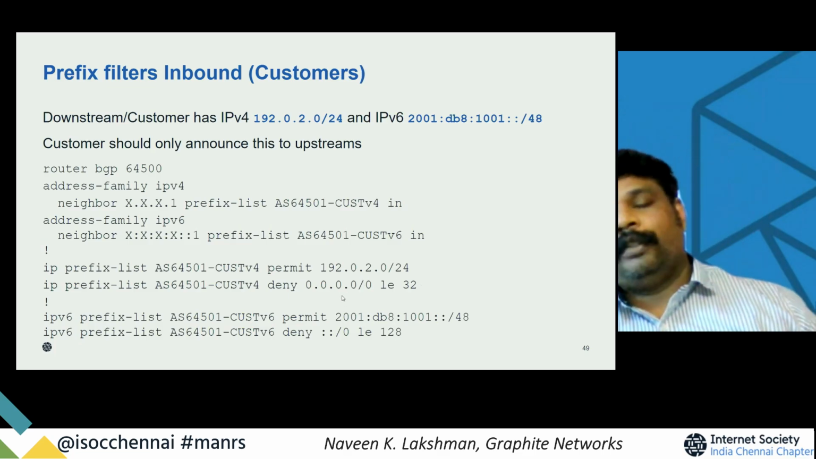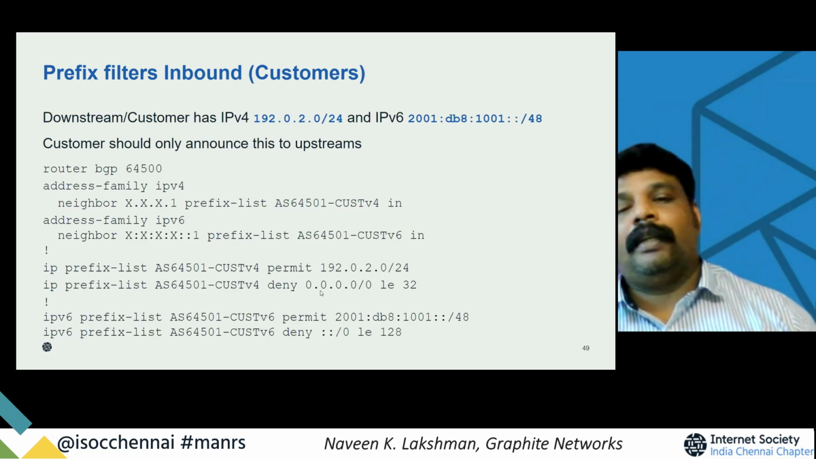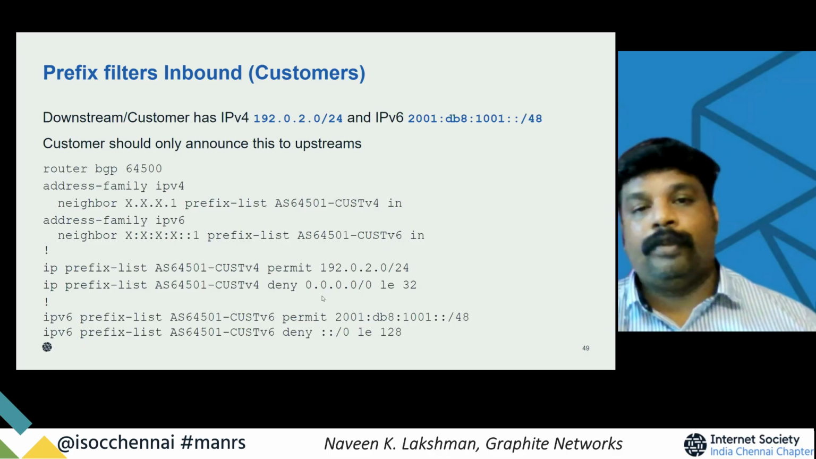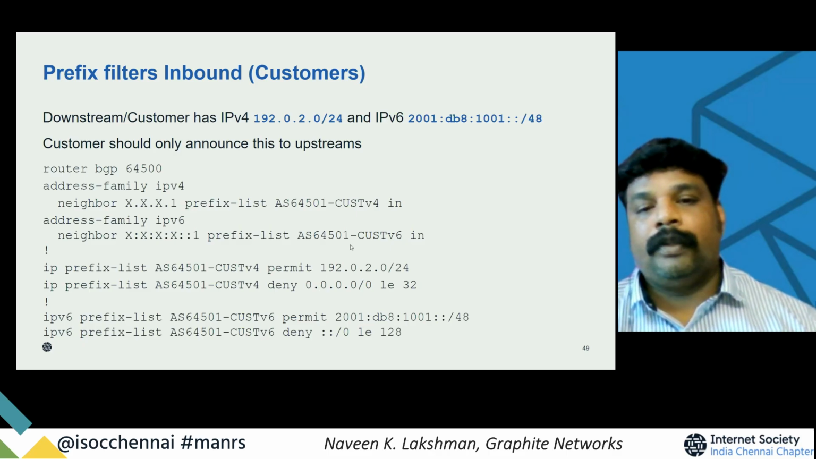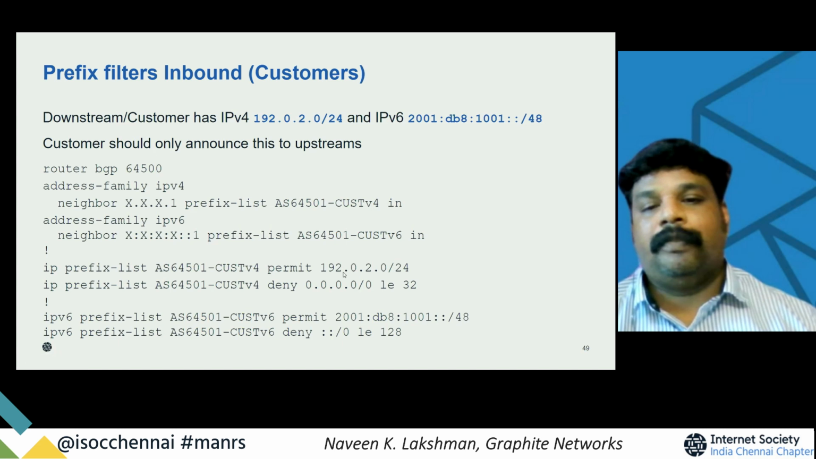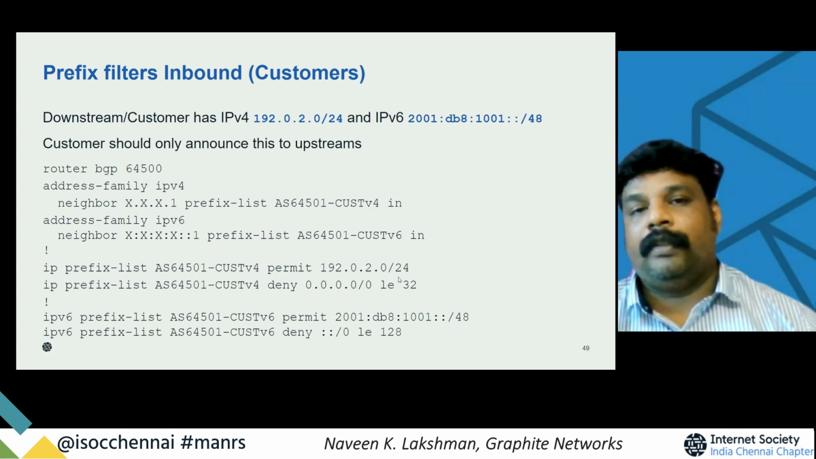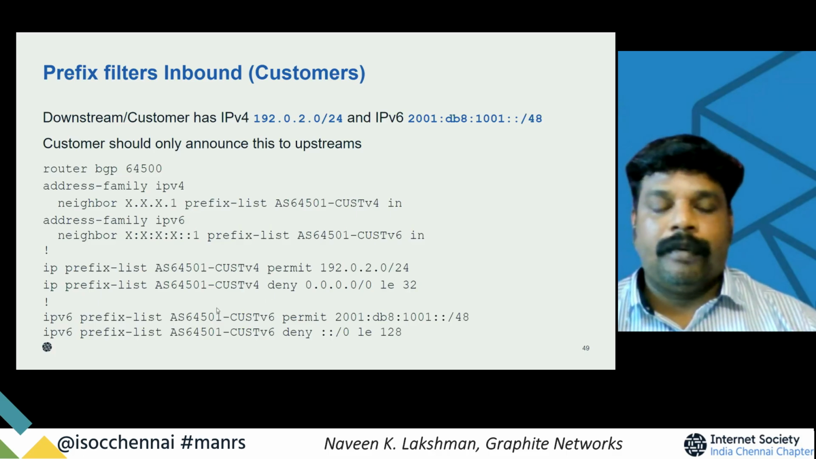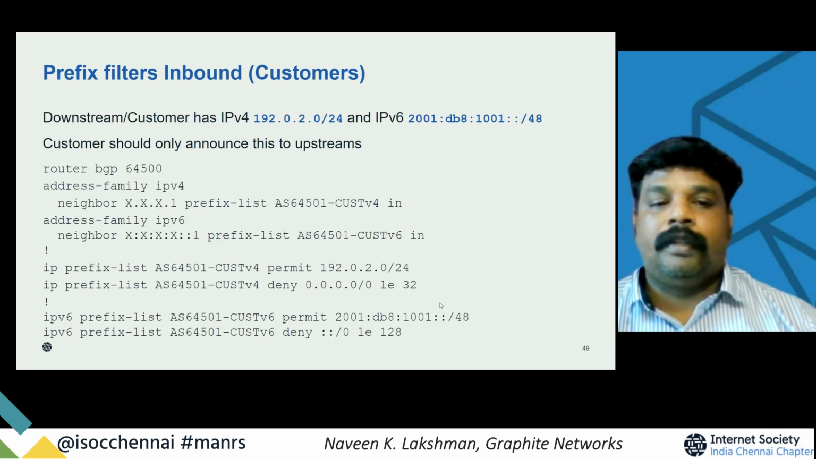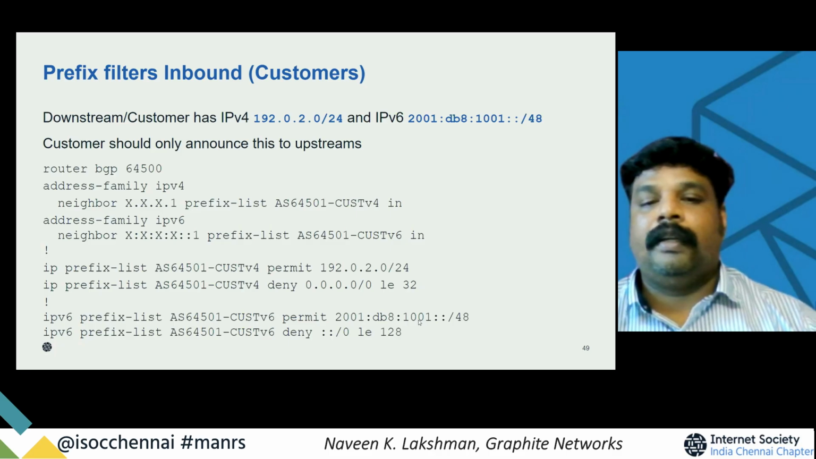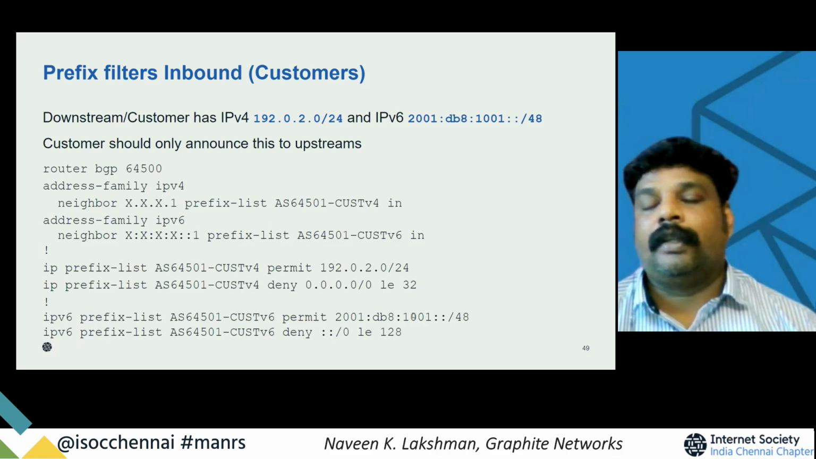Once you do the labs, you can see that your customer is sending lots of unwanted routes to you as well. So you can filter it out using this prefix list. Allow only the customer prefix, and deny the rest of it. So that's for your V4. And for V6, again, you create a prefix list and permit only the prefix that your customer is supposed to send, and you deny the rest.